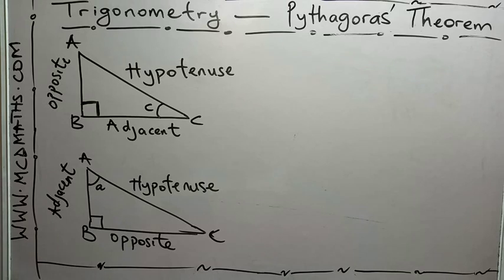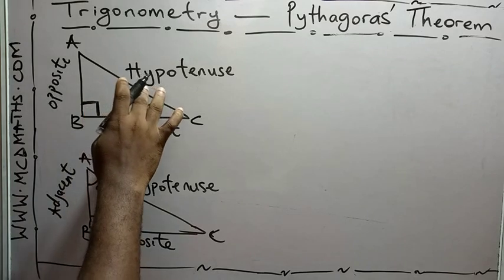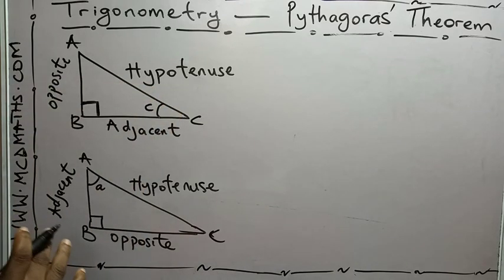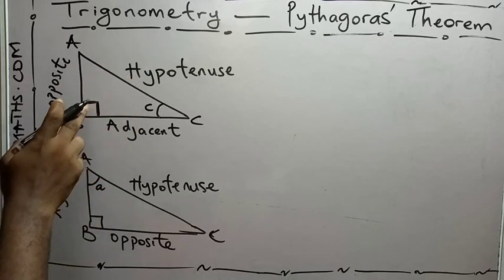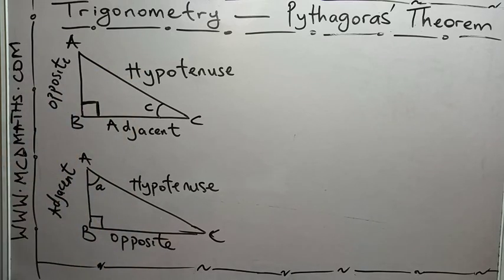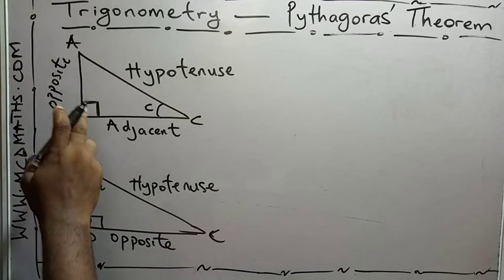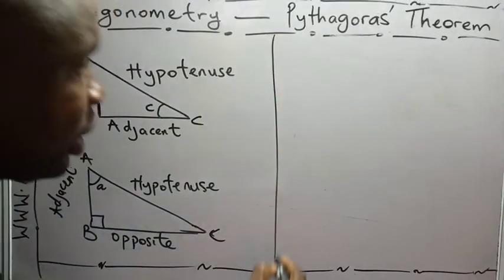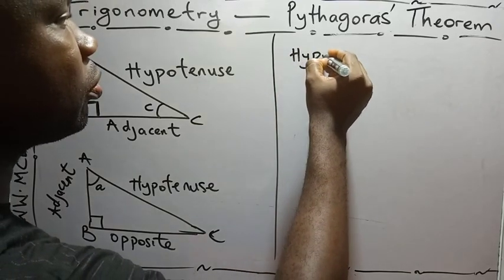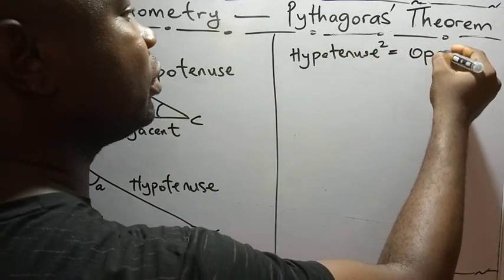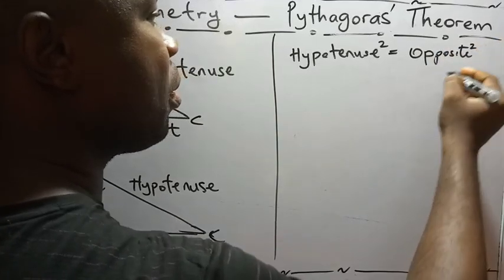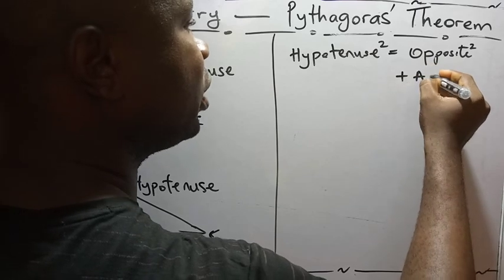The next is to understand the relationship Pythagoras created between these three sides. This is what he said: if this is the hypotenuse, this is the adjacent, this is the opposite, the side opposite the right angle is the longest side. So it means that the hypotenuse squared, let me draw a straight line here, is equal to the opposite squared plus the adjacent squared.